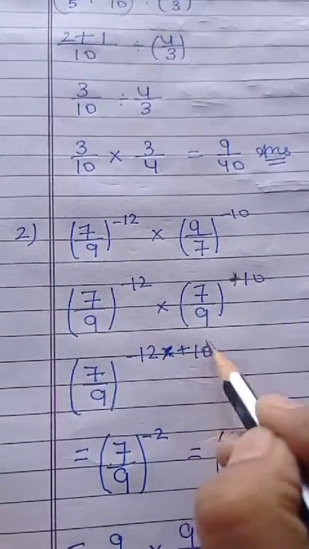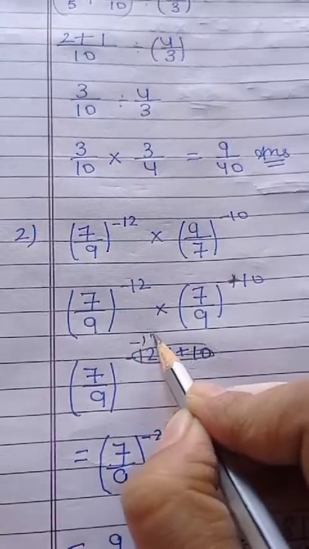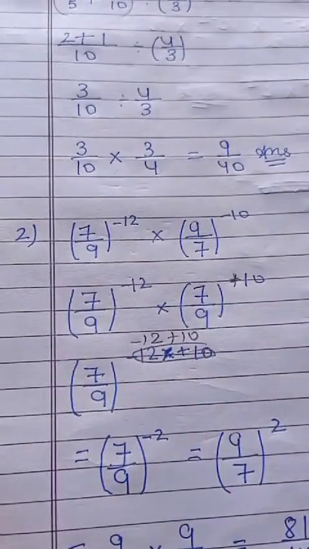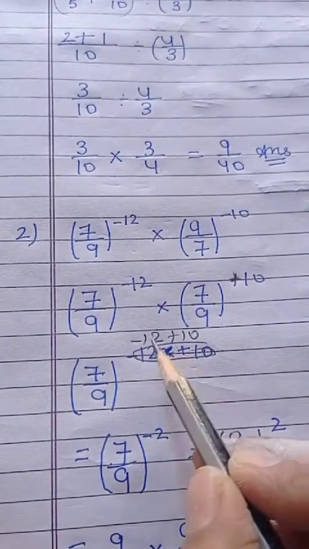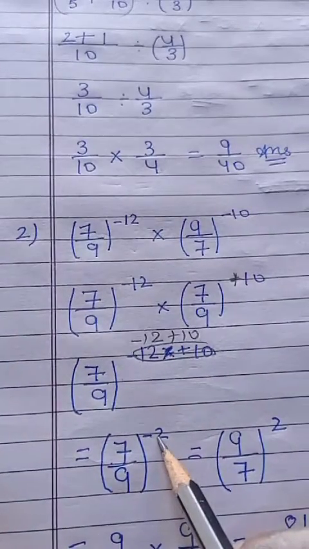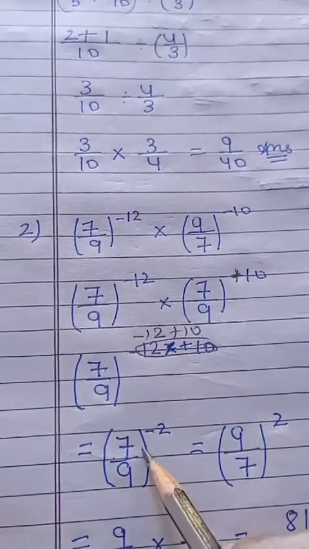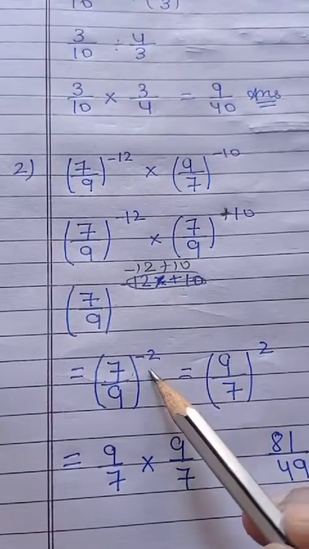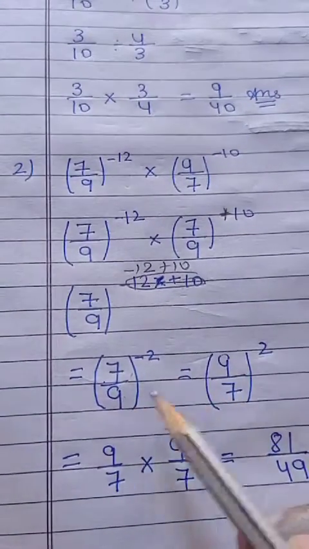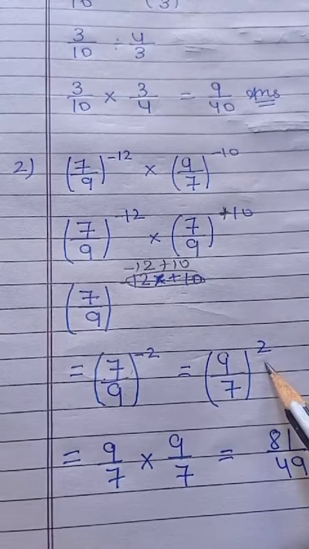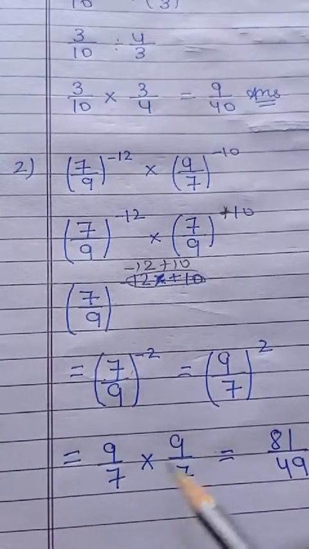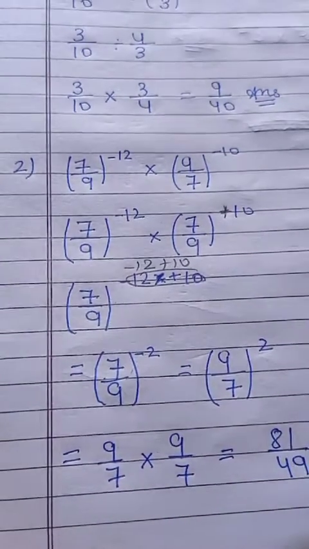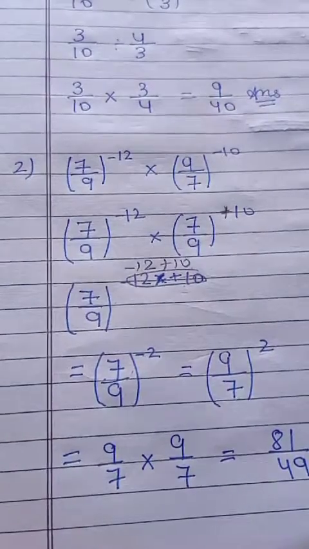So minus 12 plus 10. Minus plus is minus, 12 minus 10 is what? 2. Clear? And sign of greater number. So we never leave our answer in the negative power. So it is reciprocated again, 9 by 7 raised to the power 2 means multiply 9 by 7 with 9 by 7. Your answer is 81 by 49.